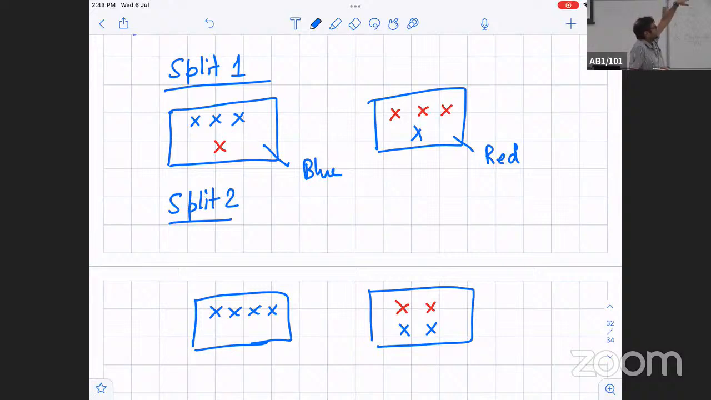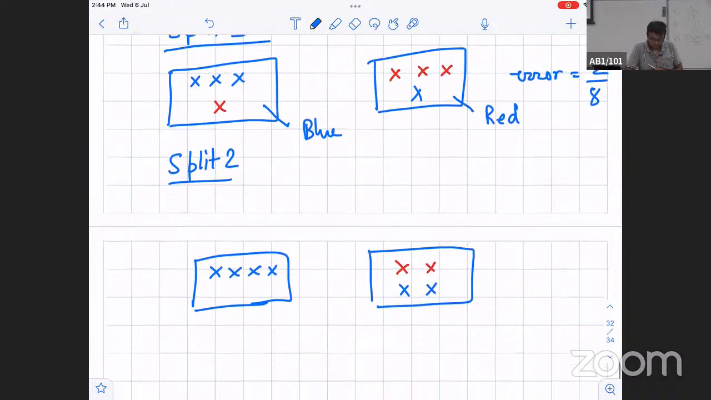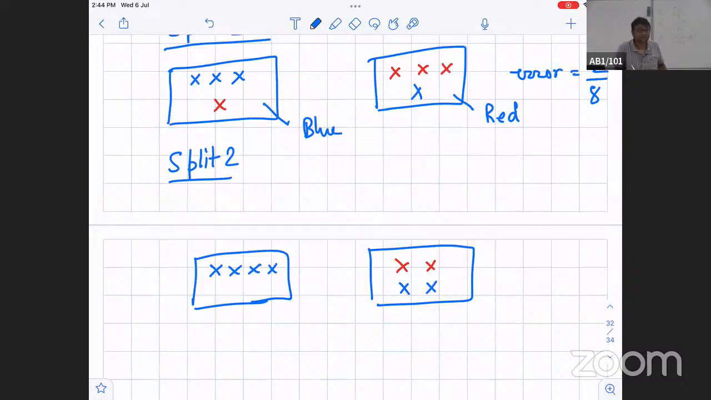So 2 points are wrong out of 8, 2 over 8, correct? So the total error is 2 over 8. Okay. What about split 2? What is the label here? Blue, right? What about this? It could be blue or red. So let us pick it as red. So then the total error for this is again 2 over 8.